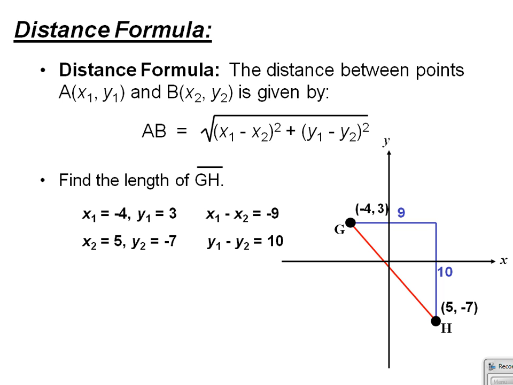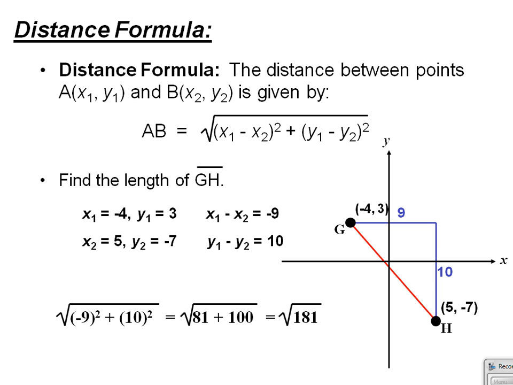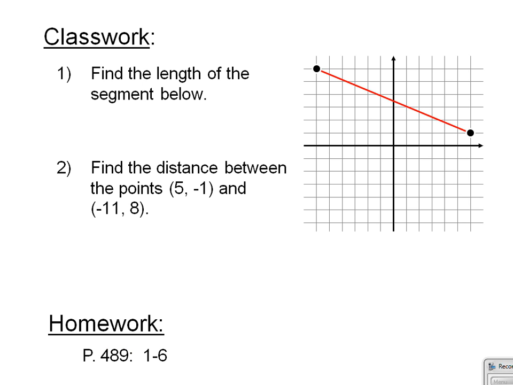So, taking these values, x sub 1 minus x sub 2, which is negative 9, and y sub 1 minus y sub 2, which is 10, we can put those values into our formula, square negative 9, square 10, we get 81 plus 100, which is 181, and square root it. And therefore, the distance from point G to point H is exactly the square root of 181. Thus concludes today's lesson.